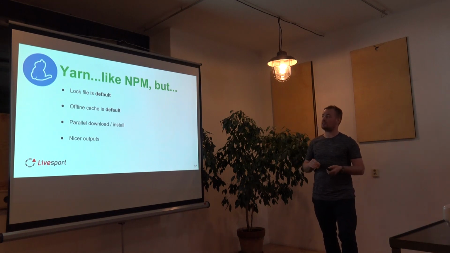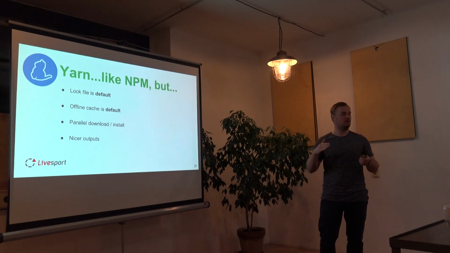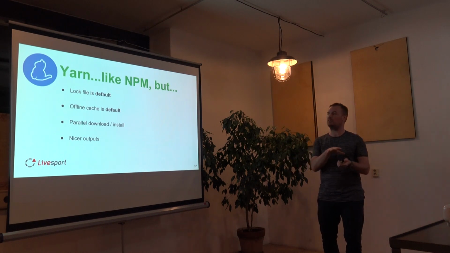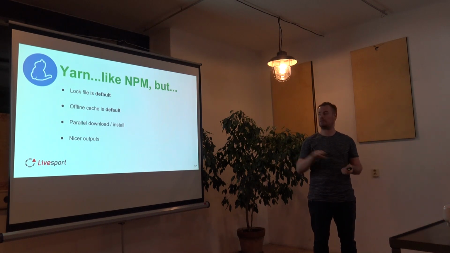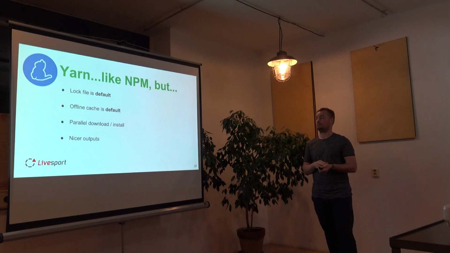Now, offline cache is default. One of the problems Facebook had with NPM was the speed. They had CI machines that were installing NPM modules, and that was really slow. So what they introduced is offline cache. Now, you can do offline cache also in NPM, but it's not the default.